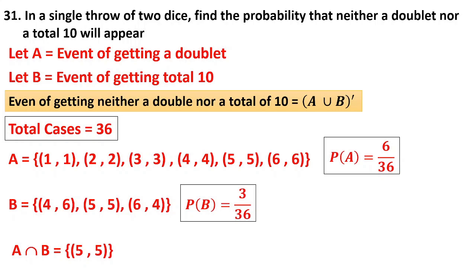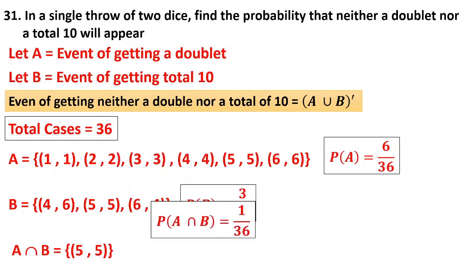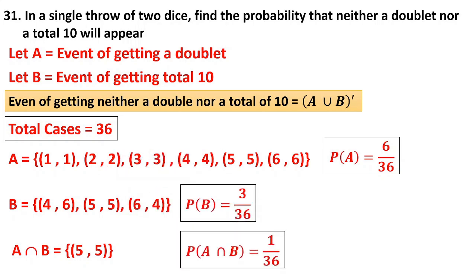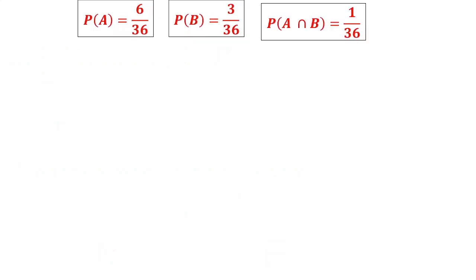Now we have to find A intersection B. Only 5 5 is there, therefore the probability of A intersection B is 1 by 36. We have found the probability of A, B and A intersection B. Let us take it ready.